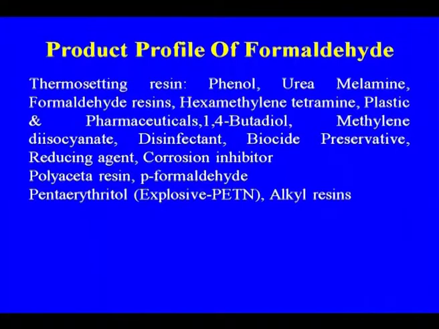These are some of the various product profile of formaldehyde. As I told you, one of the major outlets for formaldehyde is thermoset resin: phenol formaldehyde, urea formaldehyde, and melamine formaldehyde resin. These three major thermoset resins are finding application, especially the phenol formaldehyde that we are using in all the bakelite, which is the commercial name, and the electrical switches and other things.